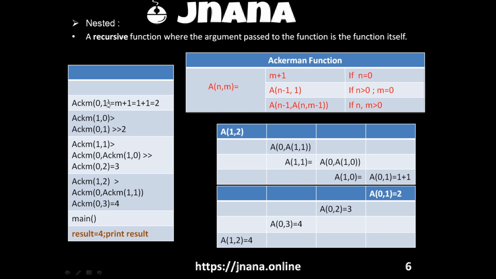Ackerman of 0, 1, this is the base condition. N is 0, so m plus 1 is 1 plus 1, 2. So A of 0, 1 is 2. A of 0, 1 is 2, which is substituted here. And A of 0, 1 is nothing but A of 1, 0. So Ackerman of 1, 0 is 2, we substituted here. So Ackerman of 0, 2 is 3. That is nothing but Ackerman of 1, 1, that is 3. So the output is 4.